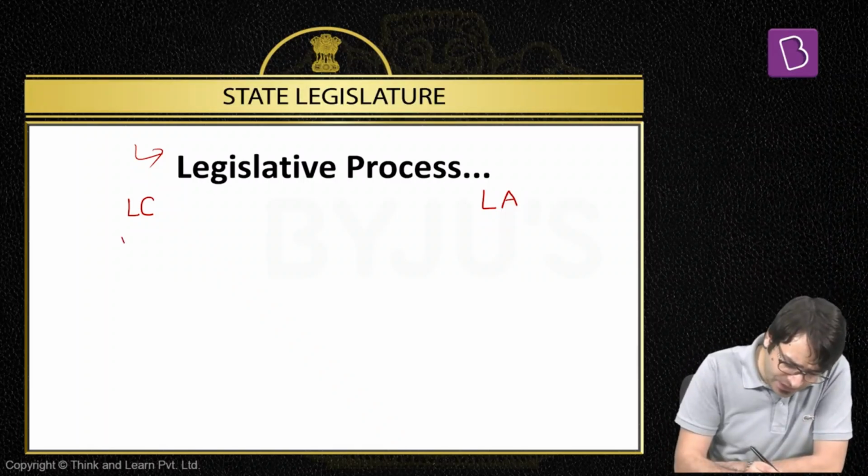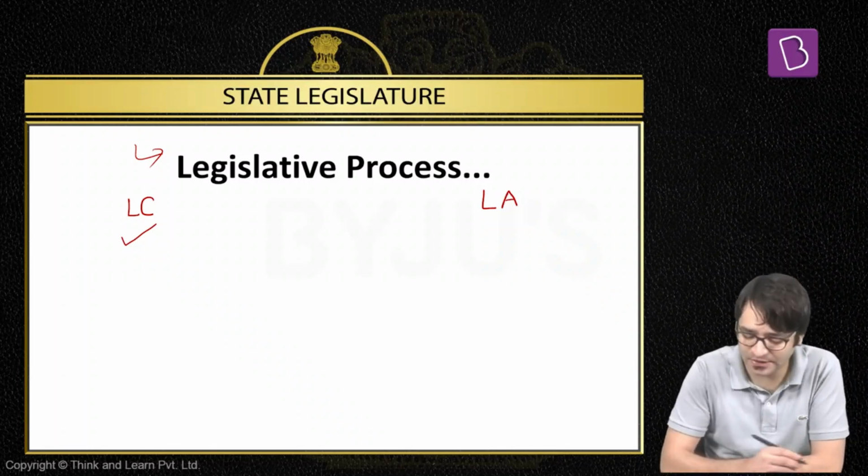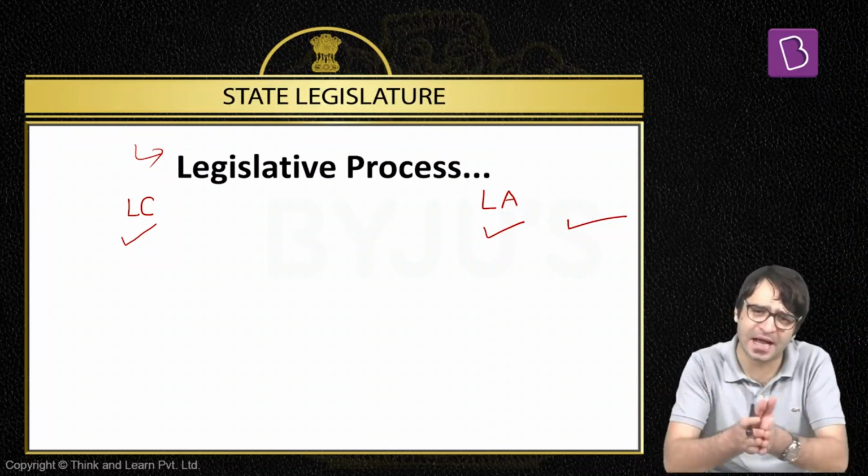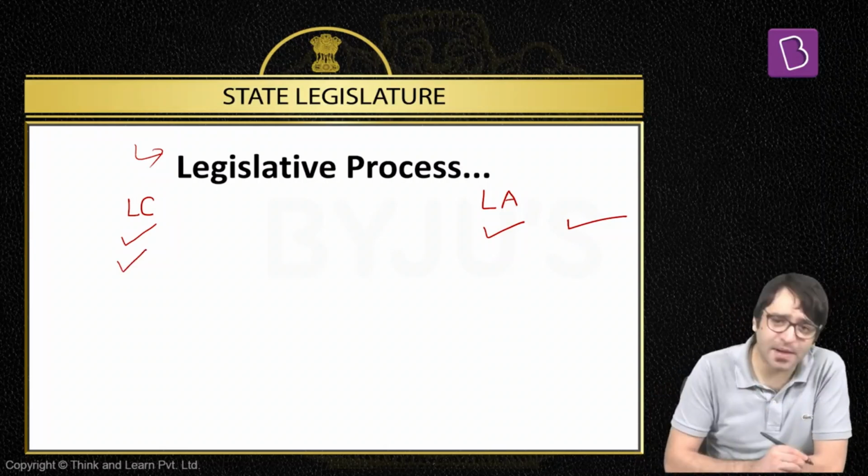A bill can originate in the legislative council as well. Let's say, for example, the bill originates in the legislative council, it is passed by the legislative council, and the bill is passed by the legislative assembly as well. There is no problem here. The bill is then sent to the governor, the governor signs this, the bill becomes an act, the law of the land. No problem here.